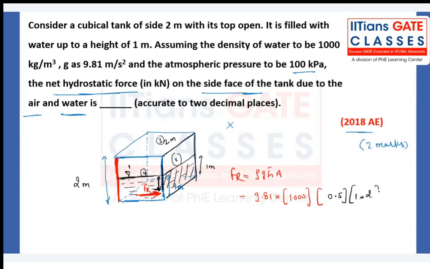1 into 2. So when you calculate, you will be getting 9.81 into 1000 newton. When you convert into kilonewton, you will be getting 9.81 kilonewton. Do not think about the air pressure, because that air pressure will be not only from here, it will be from outside also. They will cancel out. And don't think that this side of the plate or tank will be subjected to any kind of pressure. Why? Because this side of the tank is being subjected to only atmospheric pressure from both sides.